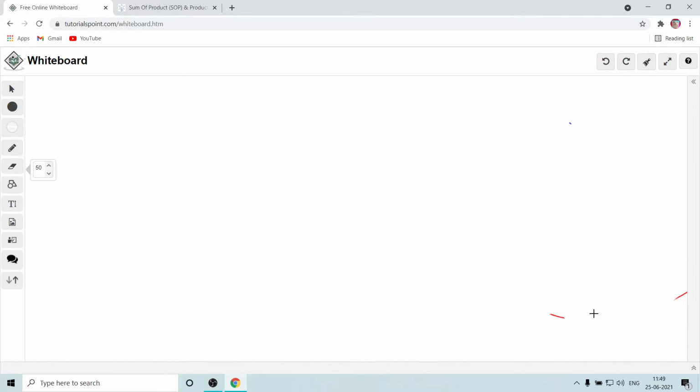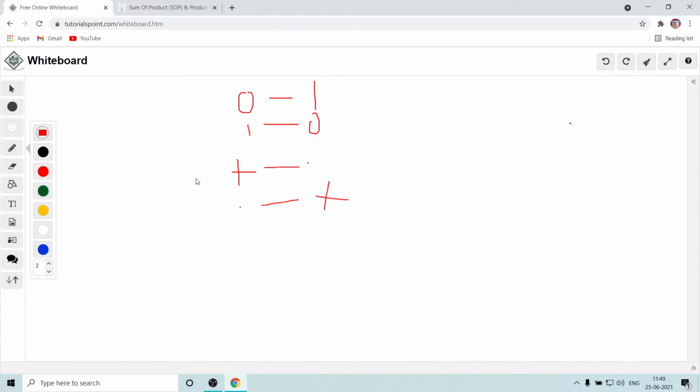Just hold on. So, principle of duality. Now, principle of duality means when you are converting 0 to 1, 1 to 0, plus to dot, and dot to plus. Remember this. This is my principle. This is my principle of duality. Okay. So, this is known as the principle of duality.